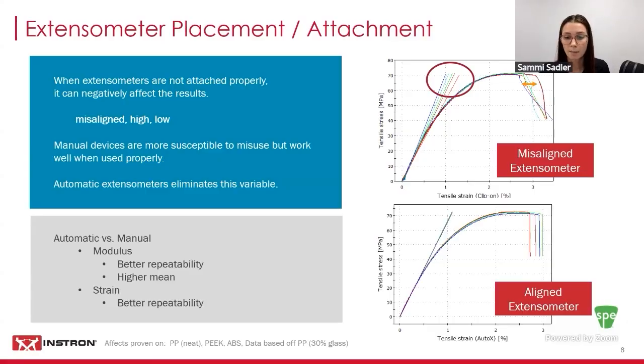Comparing this to the automatic contacting extensometer, the gauge length is placed very repeatably on the material each time, given it is an automatic extensometer. There's a lot more consistency, and that can be displayed by the tightly grouped modulus data that is also circled on this graph.